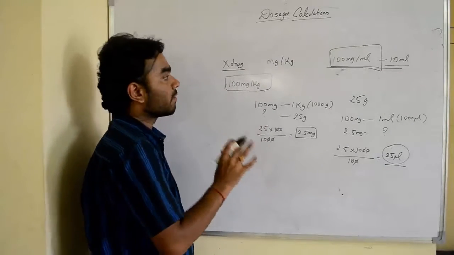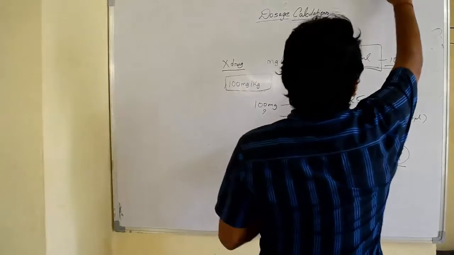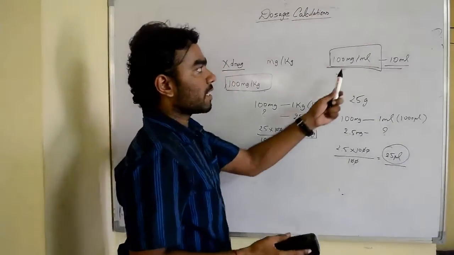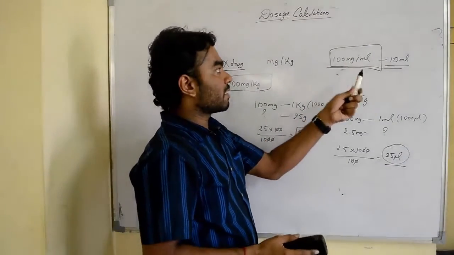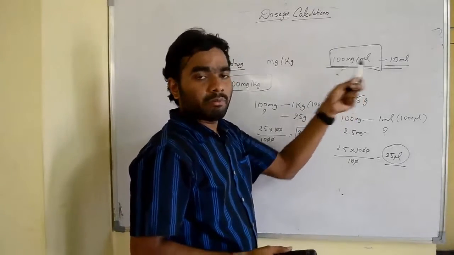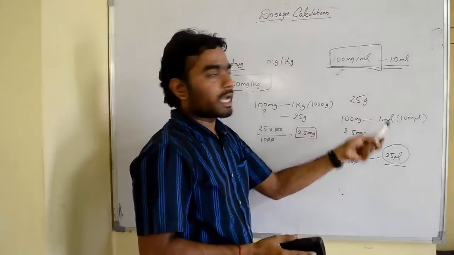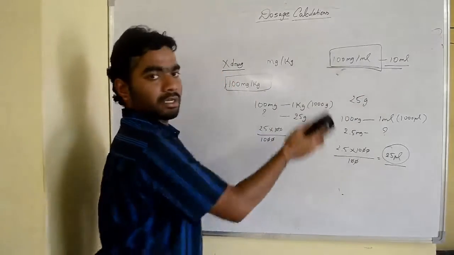So understood? Sometimes if this drug is not soluble in water, then you can also prepare this at 100 mg per ml in 1% DMSO or any other solubilizing agent and then you do this calculation.